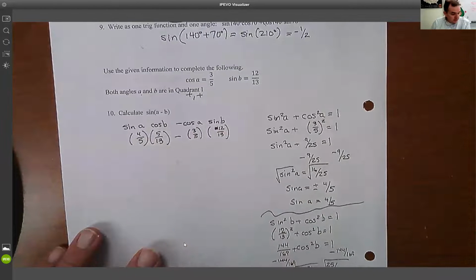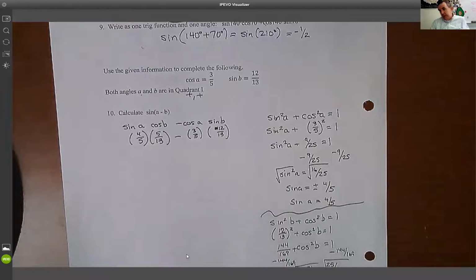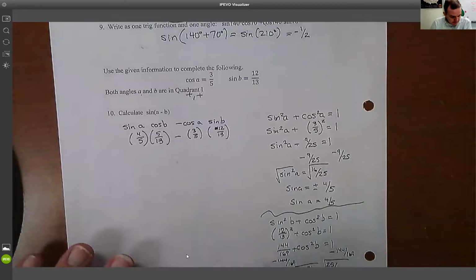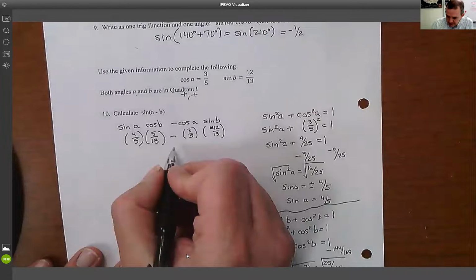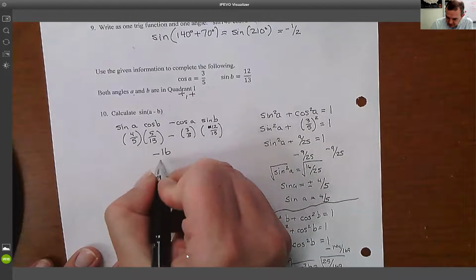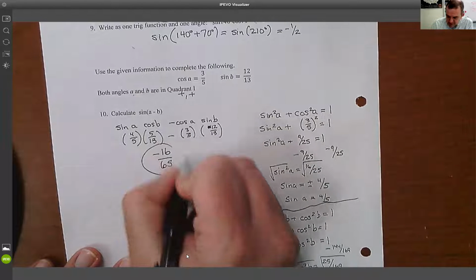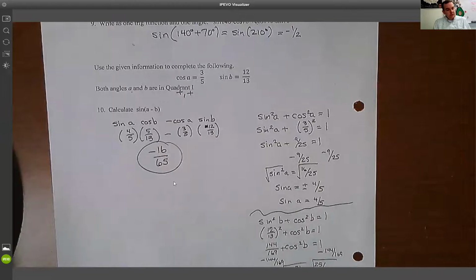So now I'm going to pick up my calculator. I'm going to type in that expression with all those fractions there, and I'm going to see what it comes out to be. And what it's going to end up being is negative 16/65 in my calculator. And that's the answer.